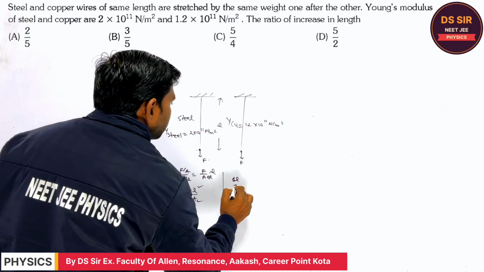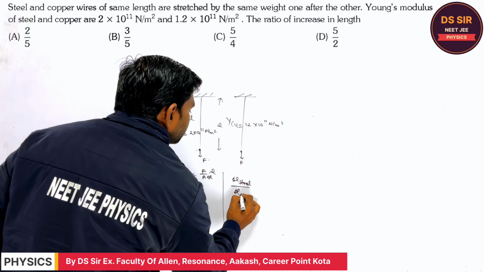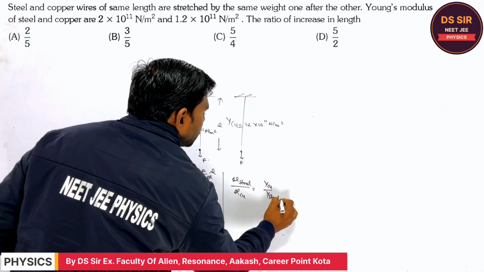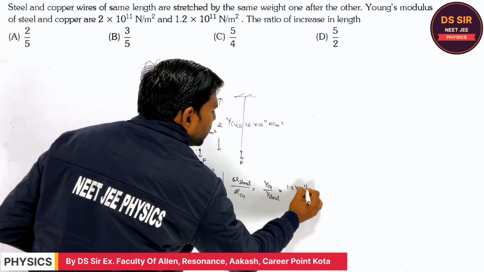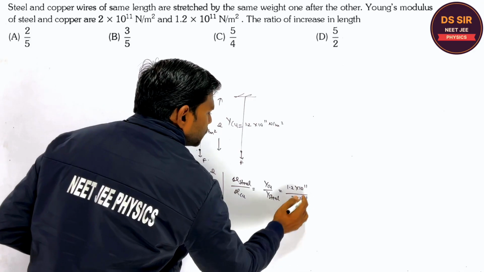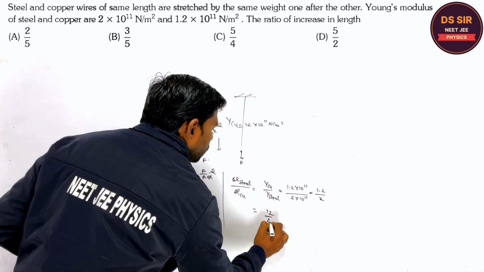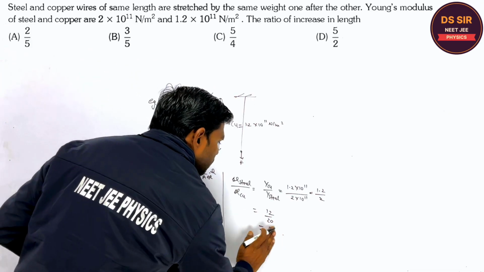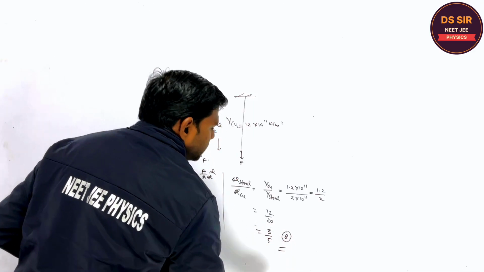So delta L of steel divided by delta L of copper is equal to Young modulus of copper upon Young modulus of steel. Right. So what is the Young modulus of copper? It is 1.2 into 10 to the power 11. What is the steel? It is 2 into 10 to the power 11. So everything will cancel out. 1.2 divided by 2, it is 12 upon 20 is equal to 3 upon 5. Right. So the B option is the correct option. This is 3 upon 5. B option is the correct option.